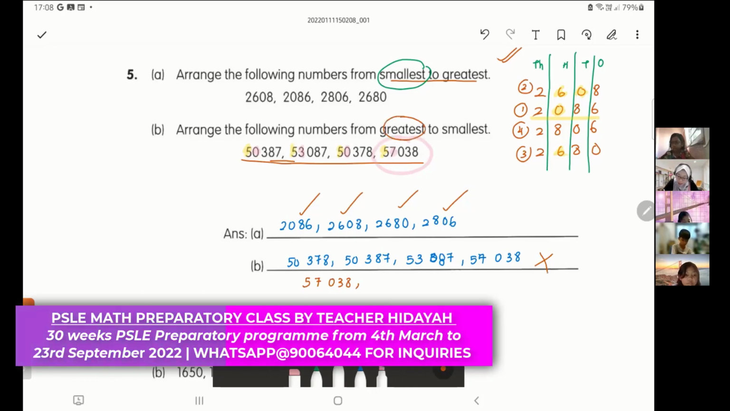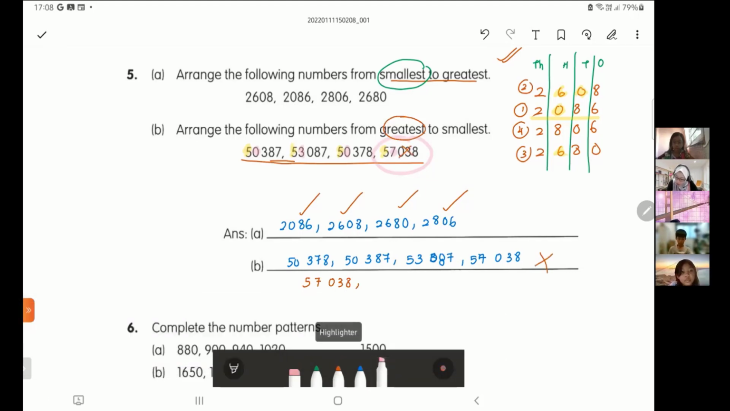All right. Then the next one, this is out already, right? We can cancel. Then the next one, we compare the third number, right? So we look at the second number just now. The greater one between 0, 3, and 7 is 3. This one is the second biggest number. Right, so 53087.